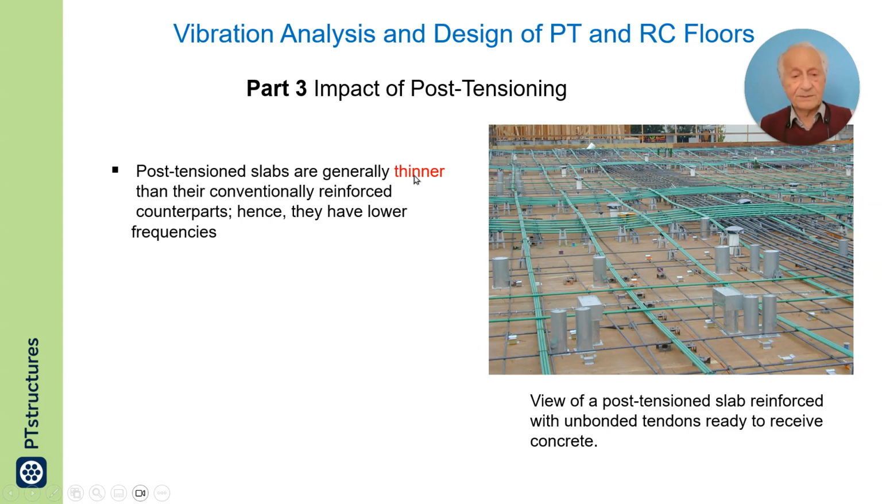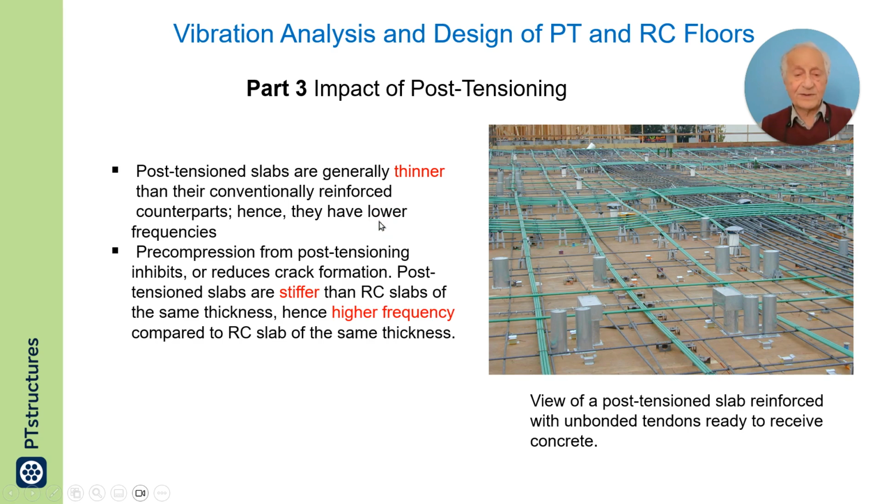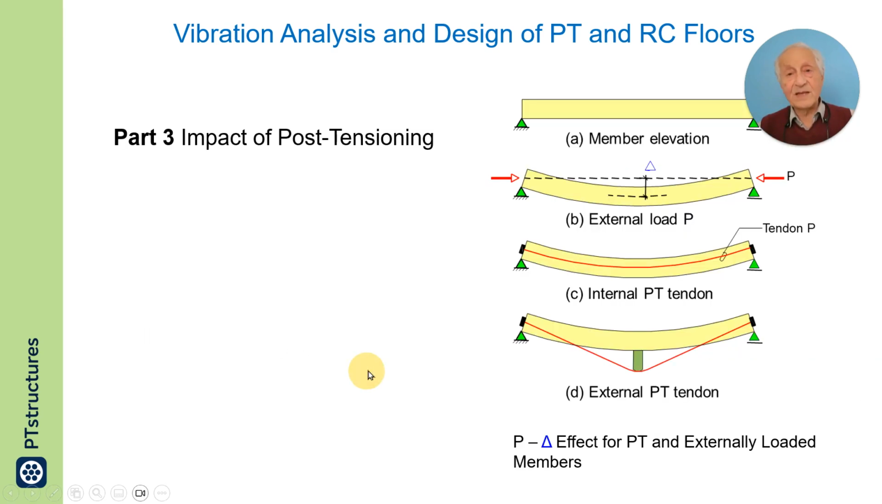Post-tensioned slabs are thinner than their conventionally reinforced concrete counterparts. Hence, they have lower frequencies. Pre-compression from post-tensioning inhibits or reduces crack formation. Post-tensioned slabs are stiffer than RC, stiffer because of not being cracked. That is the reason. Otherwise, the stiffness is the same if RC doesn't crack. They are stiffer than RC slabs of the same thickness on account of having fewer cracks, hence higher frequency compared to RC of the same thickness.